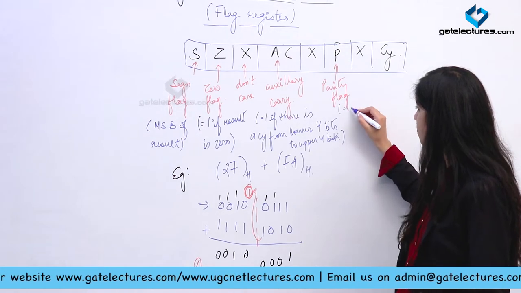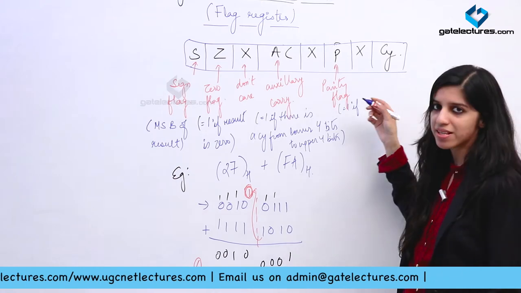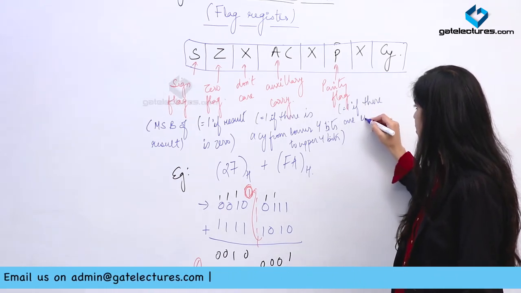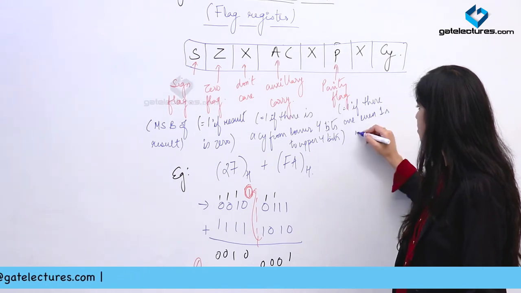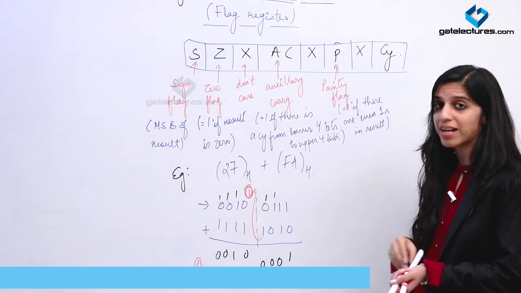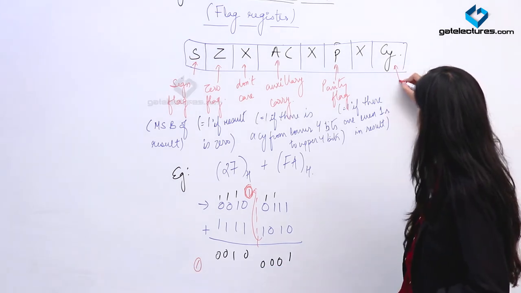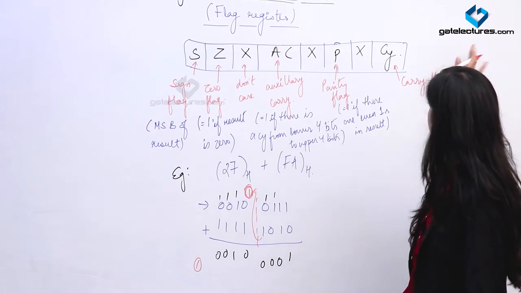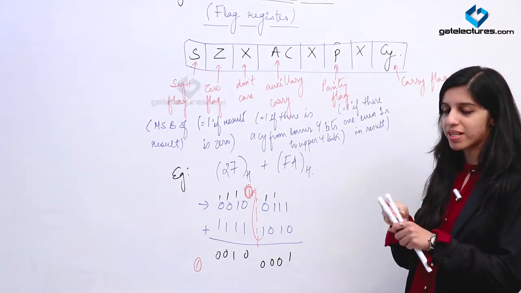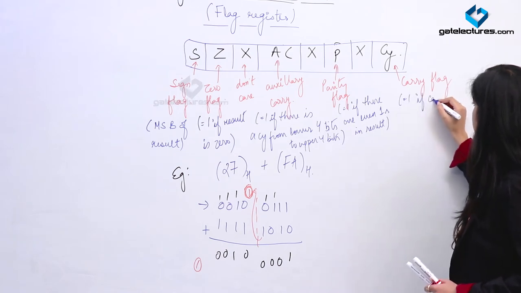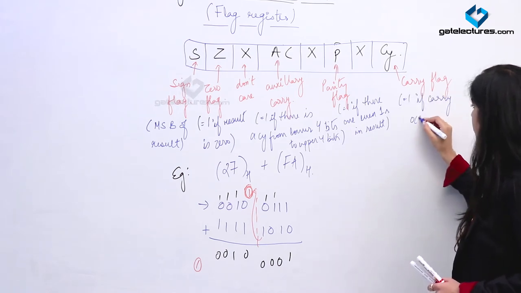This flag is 1 if parity is even, which means if there are an even number of ones in the result. Fine, this is the parity flag. Then this one is the carry flag. And obviously from the name itself we know that this flag will be set if a carry occurs. This is 1 if a carry occurs in the result.